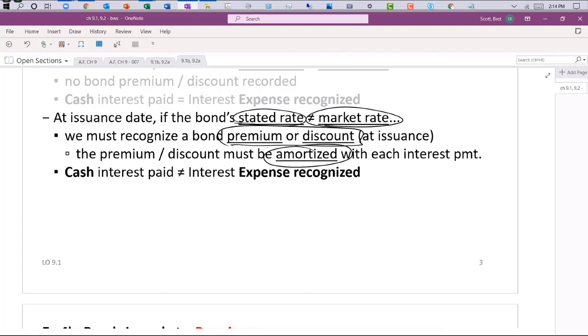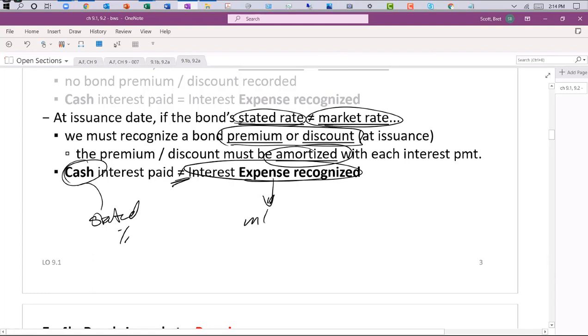Just realize the key thing here is the cash payment we make, which is based off the stated rate, is going to be always different than the actual interest expense we recognize. Interest expense is always going to be based on the market rate. The true cost of borrowing is the market rate. True cost to us is the market rate. Therefore, interest expense is going to be based on the market rate.